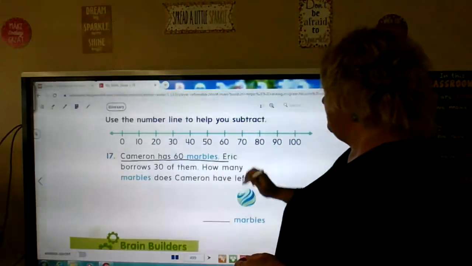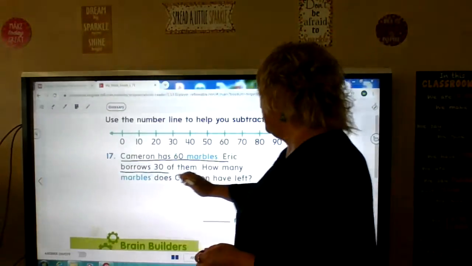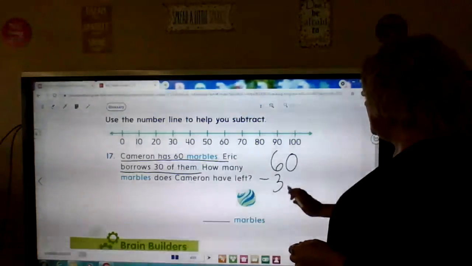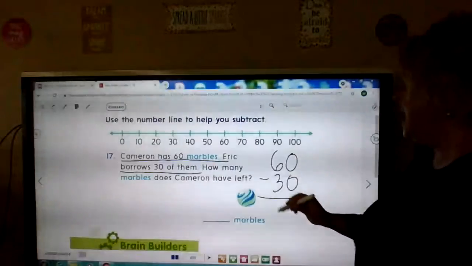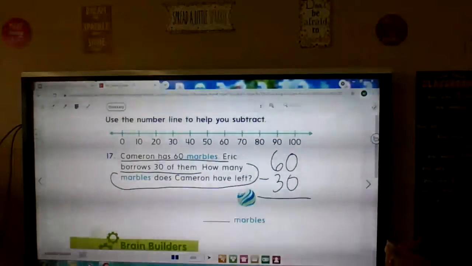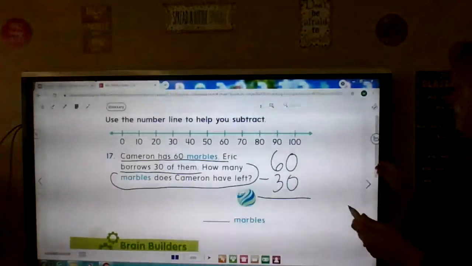Cameron has 60 marbles. Eric borrows 30 of them. So that's 60 minus 30. Use your number line. How many marbles does Cameron have left? 60 minus 30. Use your number line.